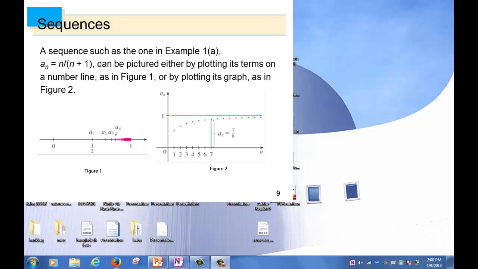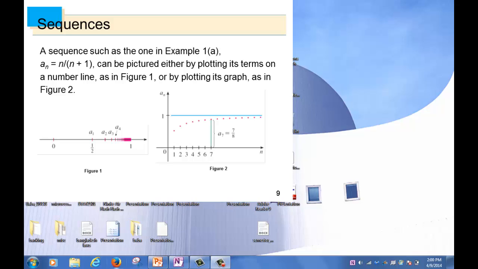So in this case, what is a1? A1 is half, so that's what I plotted here, right? A2 would be 2/3, so that's what I plotted here. So you plot the terms on the real number line. That's one graphical way of presenting a sequence. Okay? Everybody's clear? Now, what is more traditional?